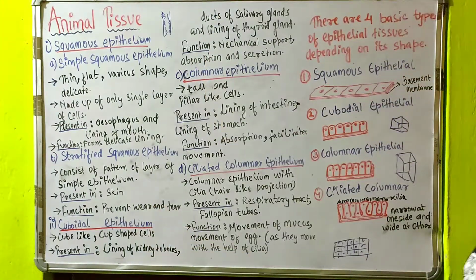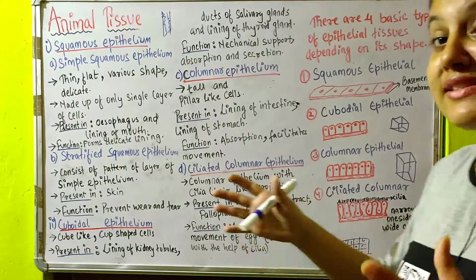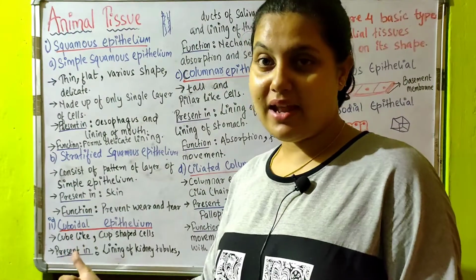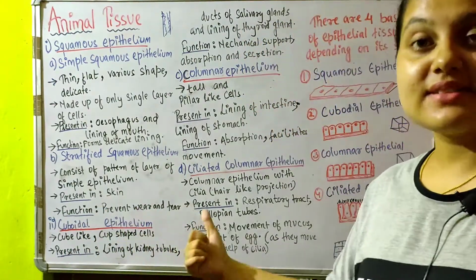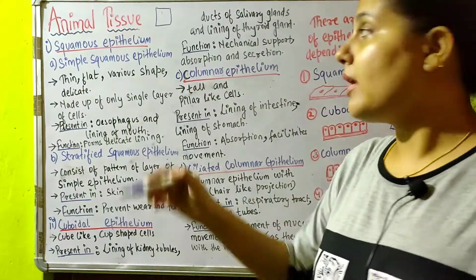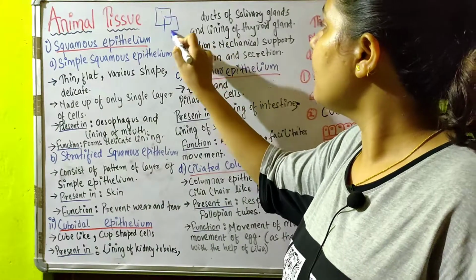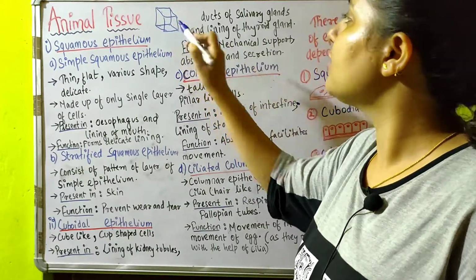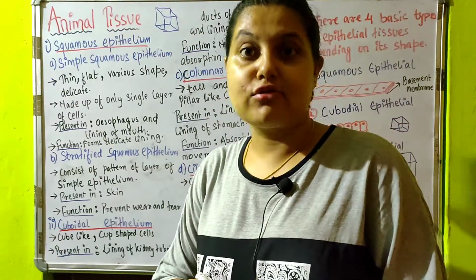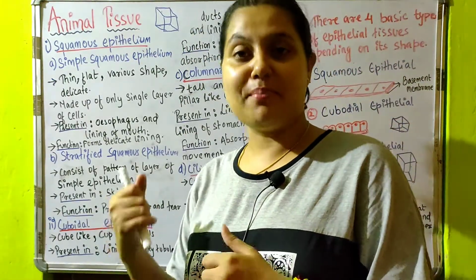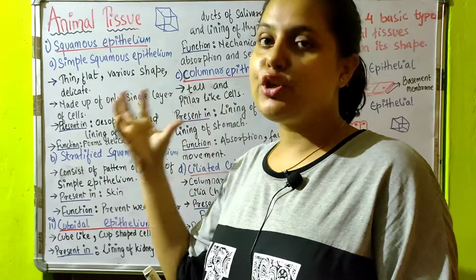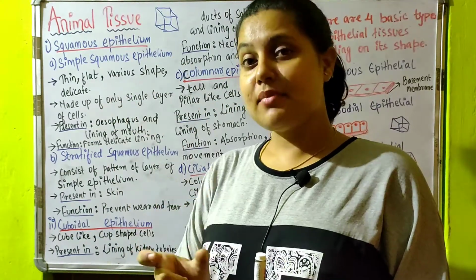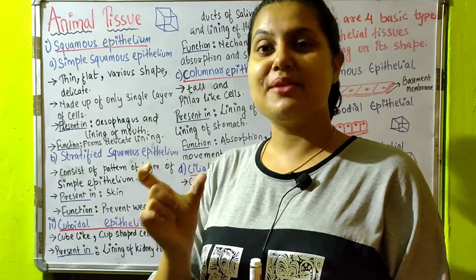You see cuboidal epithelium. The name itself suggests that they are cube-like, that is, cube-shaped cells. When we talk about cube-like cells, they are of this shape. That means they have length, breadth, and height. I think you have studied cubes in maths. It is the same cube shape, that is, it has the same length, same breadth, and same height.